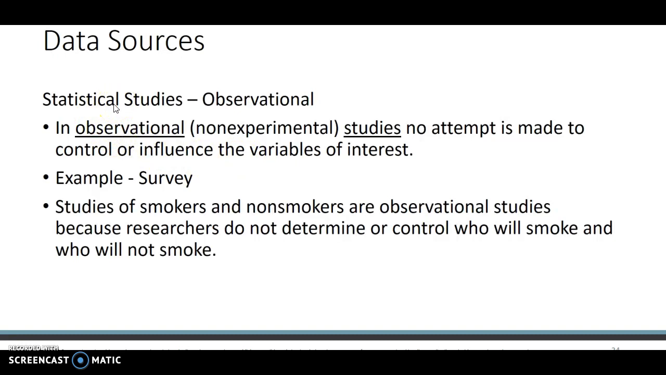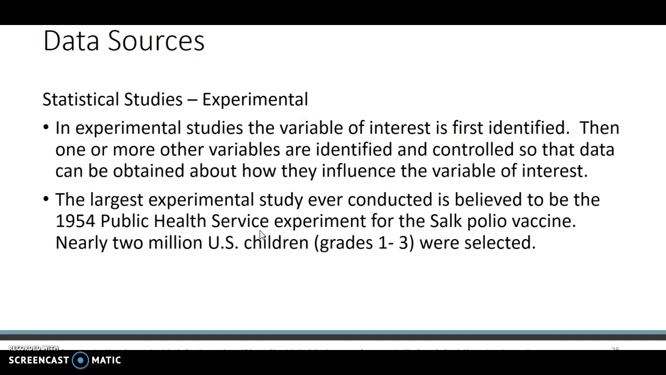Okay. You can also get it from statistical studies, observational. In observational, non-experimental studies, no attempt is made to control or influence the variables of interest. An example would be a survey. Studies of smokers and non-smokers are observational studies because researchers do not determine or control who will smoke and who will not smoke. In experimental studies, the variable of interest is first identified, then one or more other variables can be identified and controlled so that data can be obtained about how they influence the variable of interest. You would see this in a scientific study by the Public Health Service or in a laboratory.